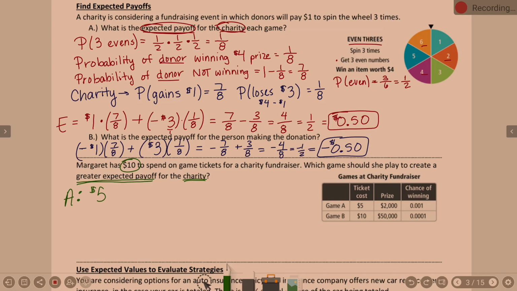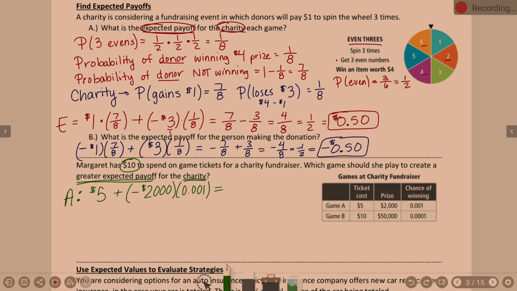So what do I want to do here? We're going to add, but what do we need to think about that $2,000? That is a negative in respect to the charity, yes? Because they could lose $2,000, and their chance of losing $2,000 is 0.001. Okay, does that make sense? Are we good with that?